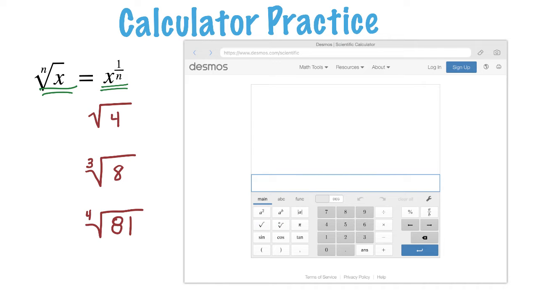So let's go ahead and do the first one. I'm just going to take the square root of 4. Every calculator is a little different. So we'll hit the square root button, and we'll type the 4 in there, and you can see over to the right, it does show us the answer is 2. So we'll put a 2 down for that.